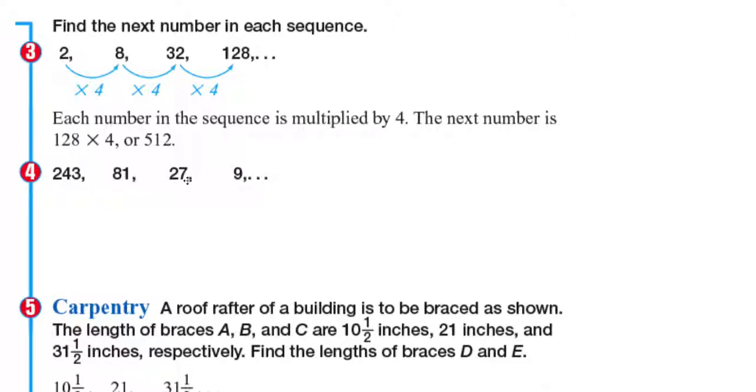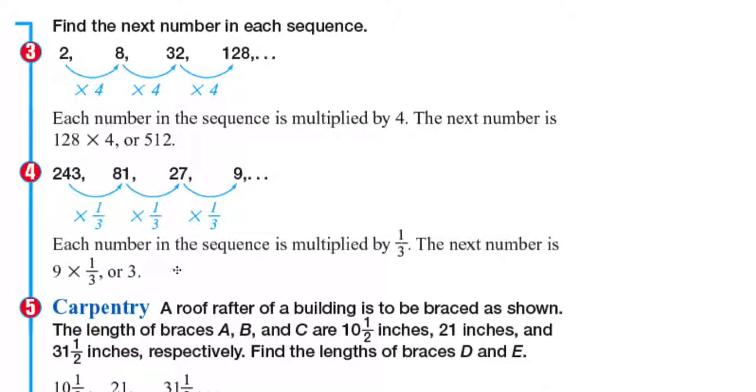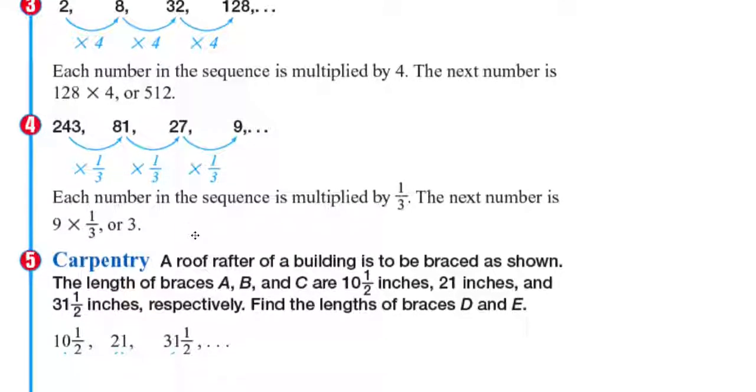In number 4, 243, 81, 27, and 9. If you notice, each number is being multiplied by 1/3. Multiplying by 1/3 is the same as dividing by 3. So 243 times 1/3 becomes 81. 81 times 1/3, or divided by 3, is 27. 27 times 1/3 is 9. So if we continue the pattern, multiplying 9 by 1/3, we end up with the number 3.